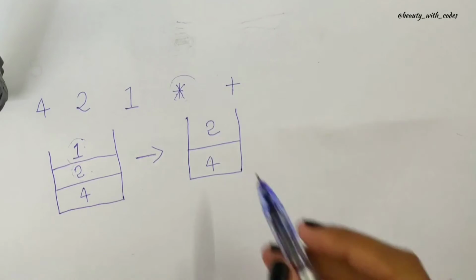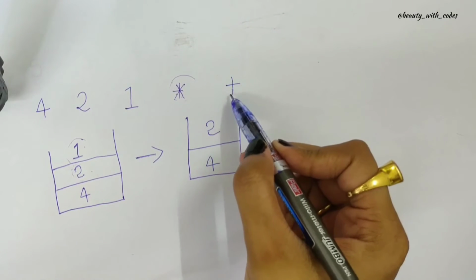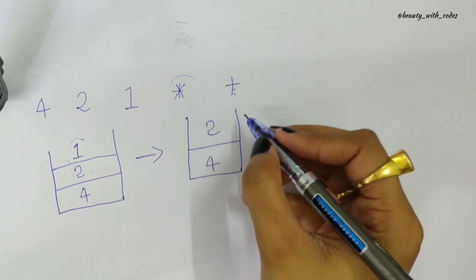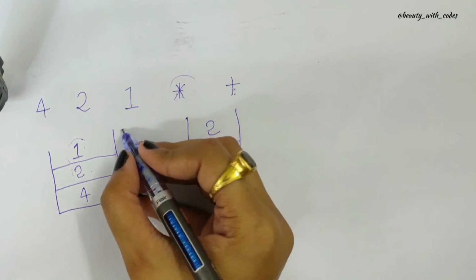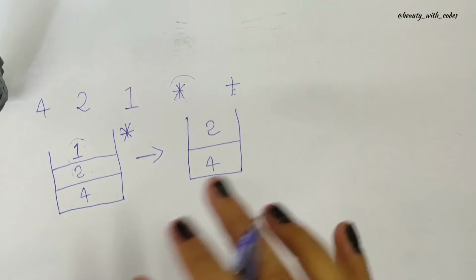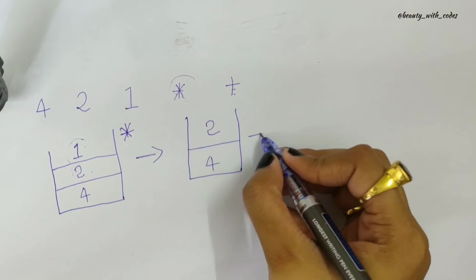So now we have only one element left, and that is plus. Since plus is an operator, this is not something supposed to enter the stack. Okay, so let's do it here just to show. It has nothing to do with it.